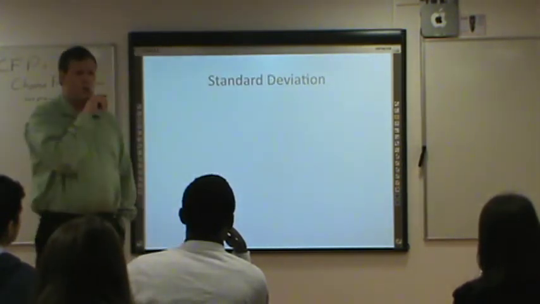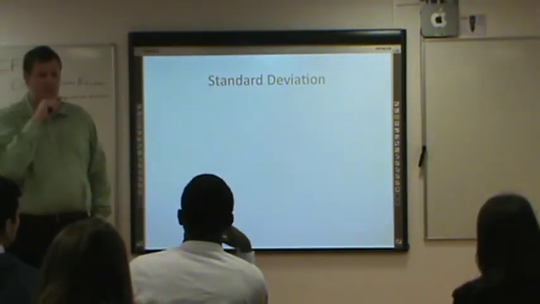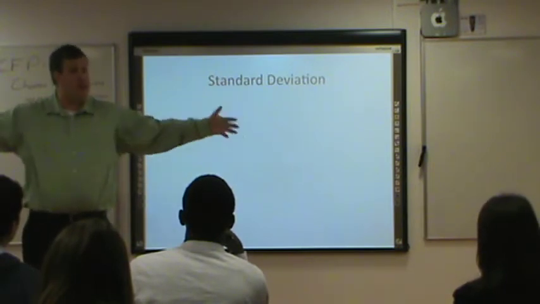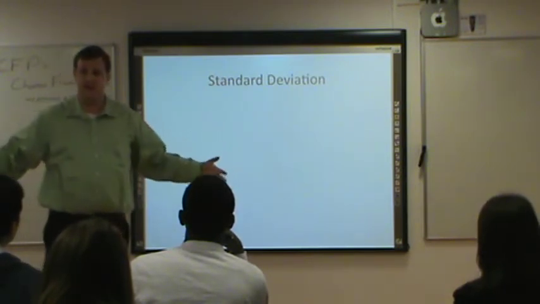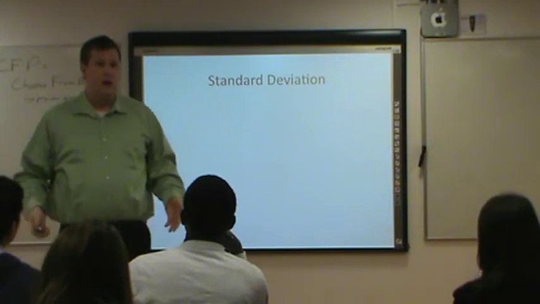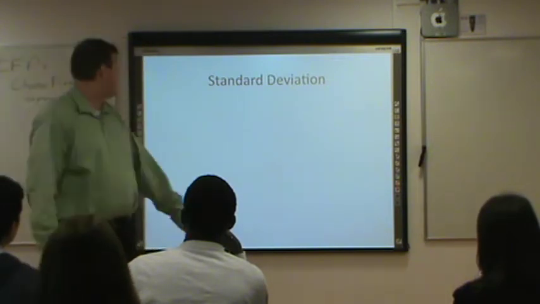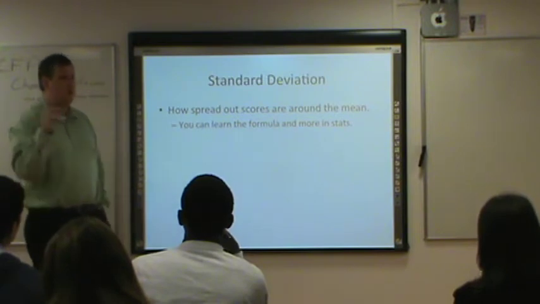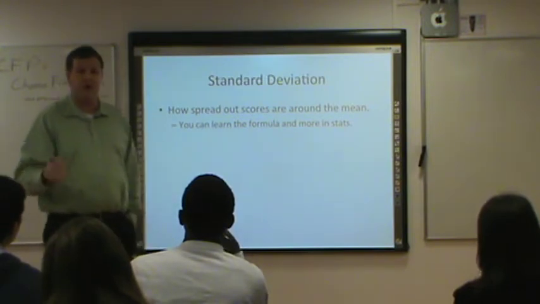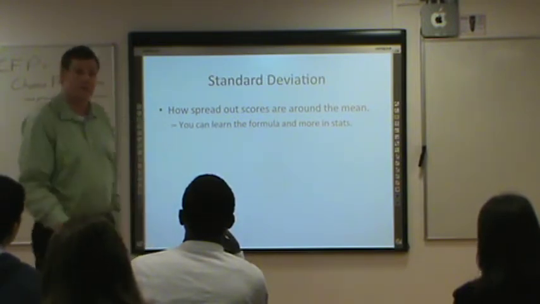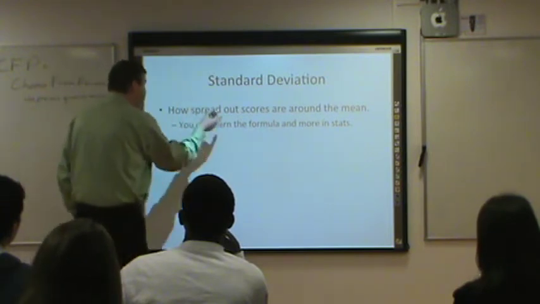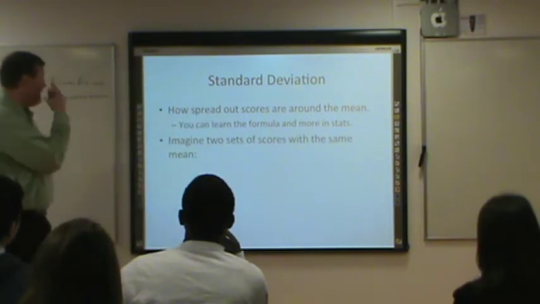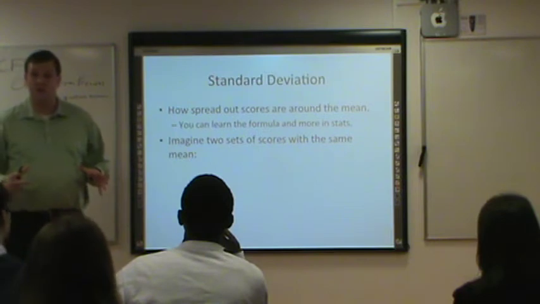The standard deviation, what is this? It's basically how spread out things are. It's an index of variability. How variable is something in a population? I'm not going to talk about the formula. You can learn about the formula when you take stats, or you can come into my office and we can discuss the formula. But for this class, I want you to know it's how spread out scores are around the mean.